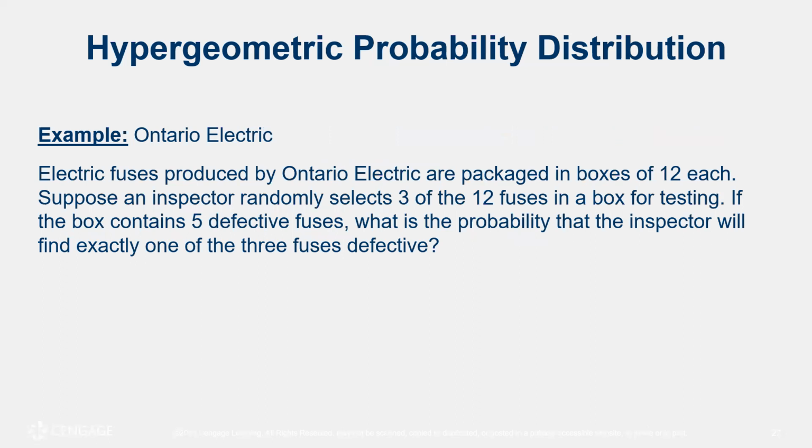So here's an example. Electric fuses produced by Ontario Electric are packaged in boxes of 12 each. Suppose an inspector randomly selects 3 of the 12 fuses in a box for testing. If the box contains 5 defective fuses, what is the probability that the inspector will find exactly 1 of 3 fuses defective? Okay, so that seems a little scary, looking at that as a word problem, but recognize, what makes this not independent, or what makes this dependent? Because this is what we'd have to do to recognize this as hypergeometric. Anybody have a guess?